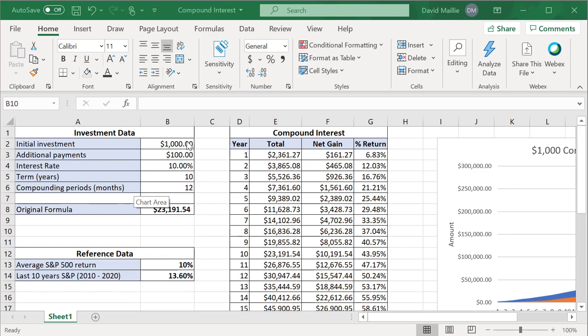And the original formula. So I want to show you, I've got $1,000 I want to invest, right? I'm just throwing a number out there. It's an easy whole number. $100 additional payments and the 10% interest rate. Now, why am I showing you with a 10% interest rate?